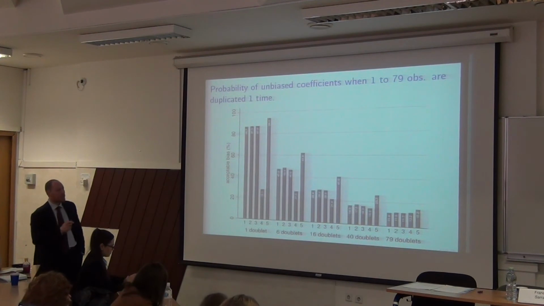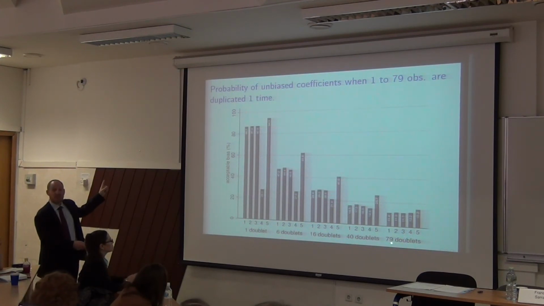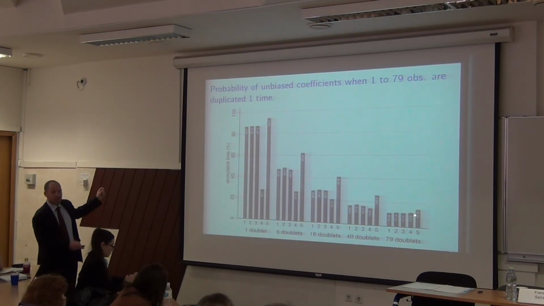The picture is more or less similar when we look at one doublet repeated many times. And here we see how many times: 1 time, 6 times, 16 times, 40 times, 79 times. And here you see why I said if you have a doubt, go for the inverse multiplicity, because in any of these 5 scenarios, it is the one that performs relatively better.